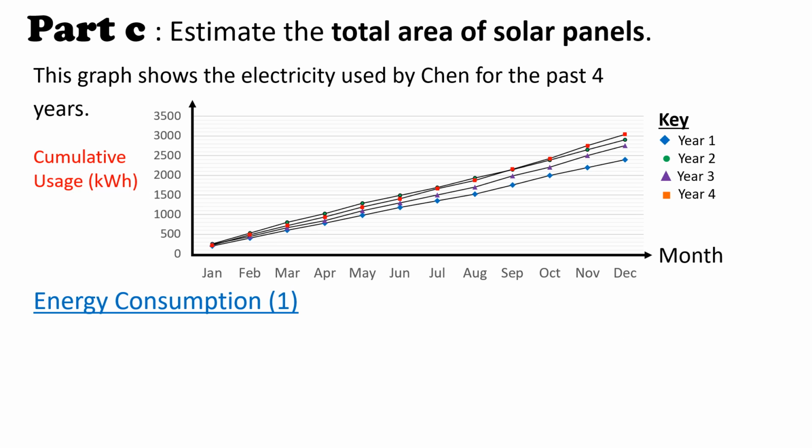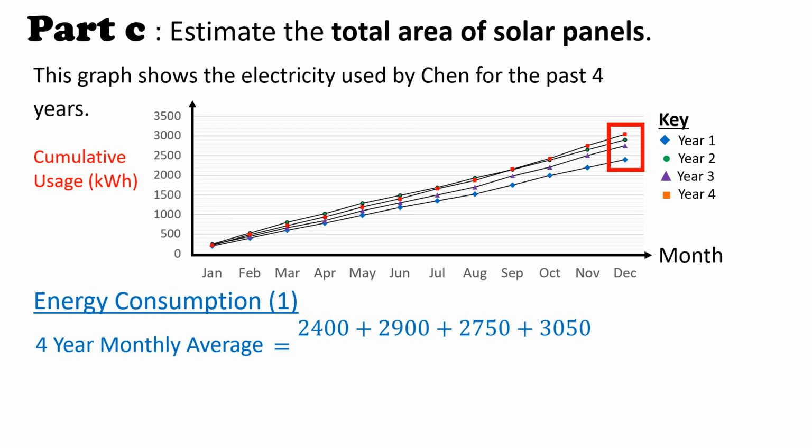Now I'm going to present to you 3 different models to work out his energy consumption. In the first model, we're just going to take his 4-year monthly average. And we can just refer to these 4 data points. This tells us his cumulative usage for 4 different years. So if we just read these 4 values and add them up together, we would get his total usage over 4 years and divide it by the 48 months to get a monthly average of 231.25 kilowatt hours.